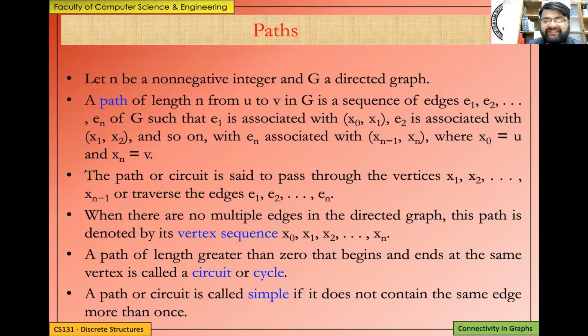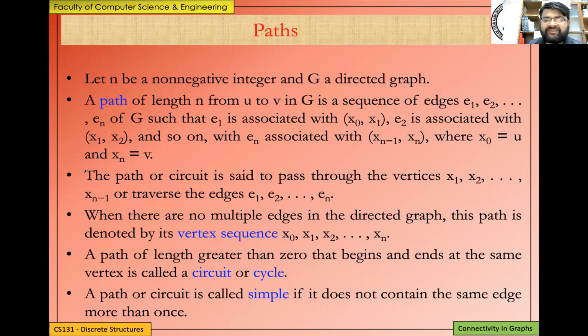A path of length greater than 0 that begins and ends at the same vertex is called a circuit or cycle. So a circuit is basically a path of length greater than 0. It should not be of length 0, that's a loop otherwise. And if it is greater than length 0 and it's a path that begins and ends at the same vertex, we call it a circuit or a cycle. I'll use the word cycle. I'm more comfortable with that, but you could use circuit or something else as well.